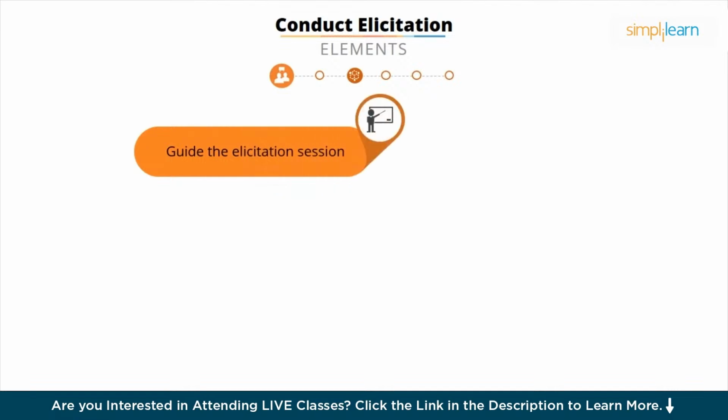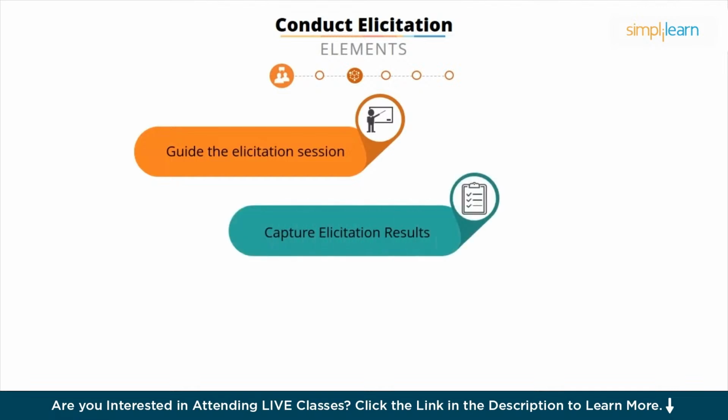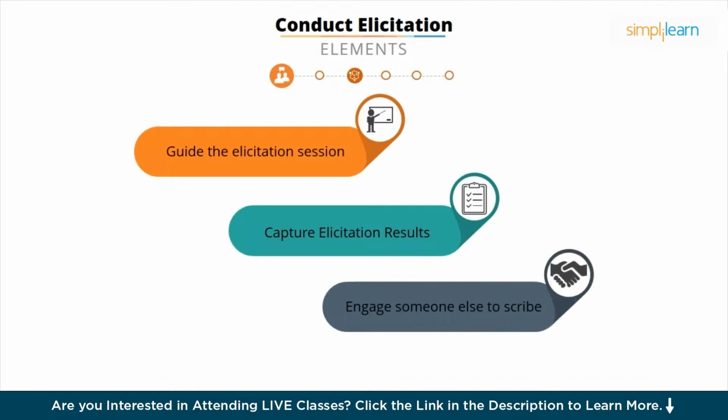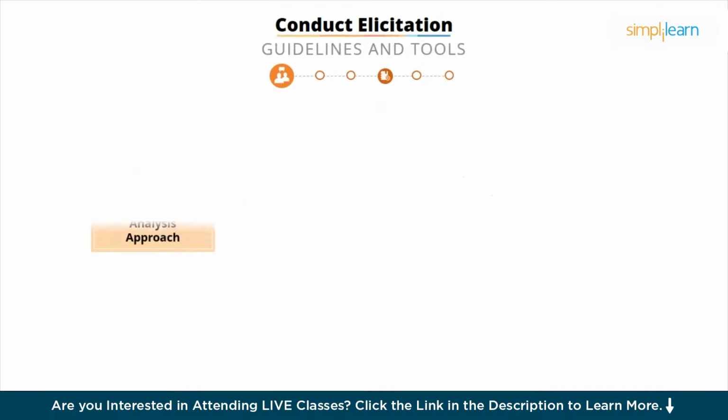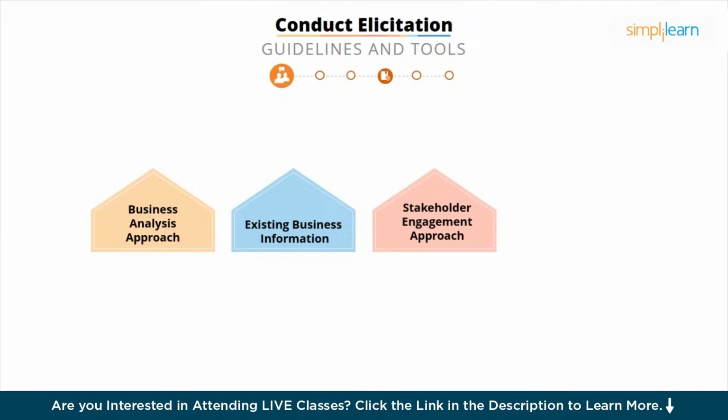When you are performing elicitation activity in a team setting, you need to guide the elicitation session. You need to capture elicitation results. If you are moderating or facilitating the session, then it is good to have someone else perform the role of a scribe. Apart from the inputs discussed earlier, business analysis approach, existing business analysis information, stakeholder engagement approach, and supporting materials can be used as guidelines and tools.